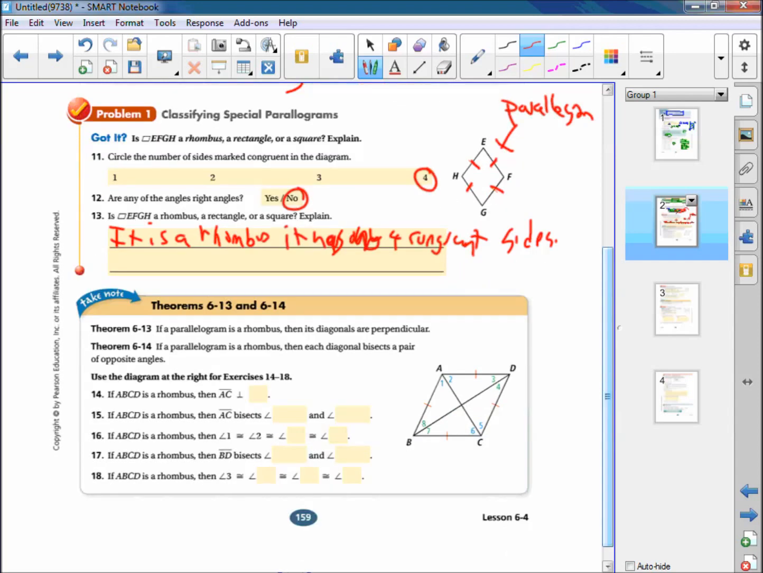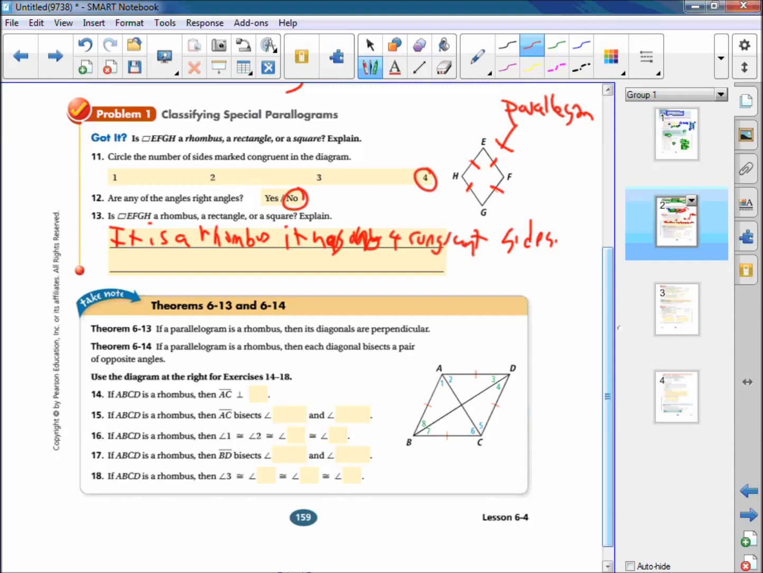All right. Theorem 6-13 and 6-14. Theorem 6-13: if a parallelogram is a rhombus, then its diagonals are perpendicular. And theorem 6-14: if a parallelogram is a rhombus, then its diagonal bisects a pair of opposite angles.